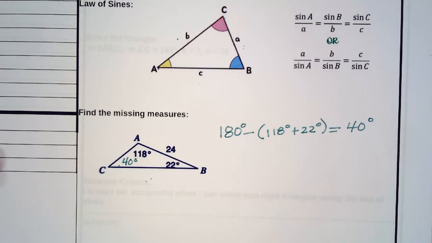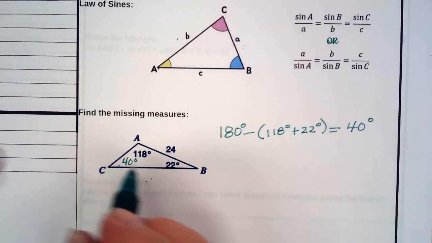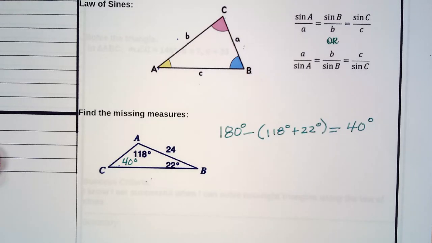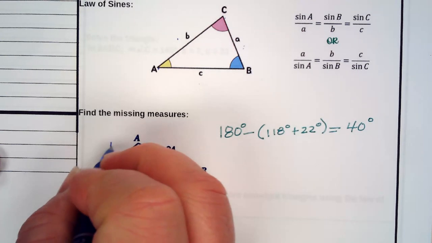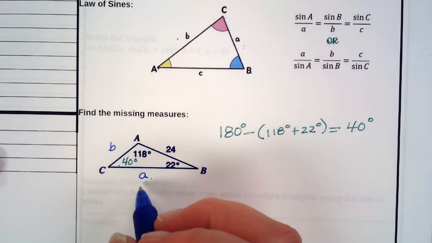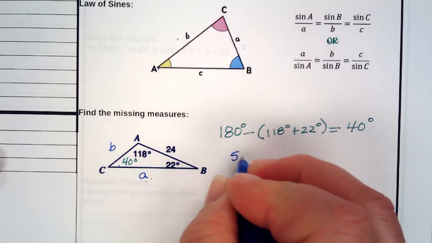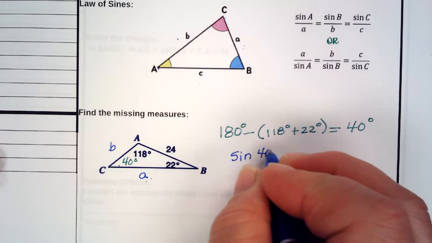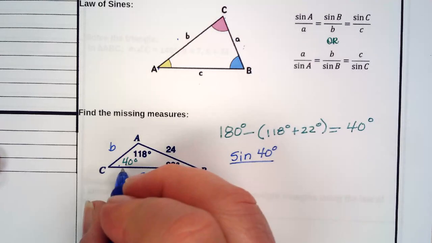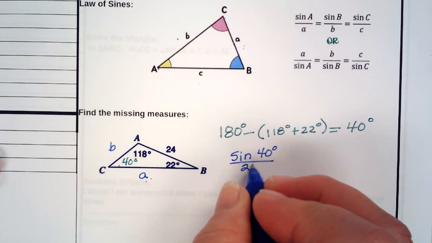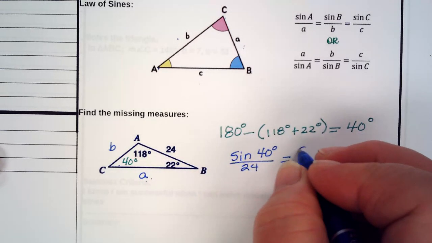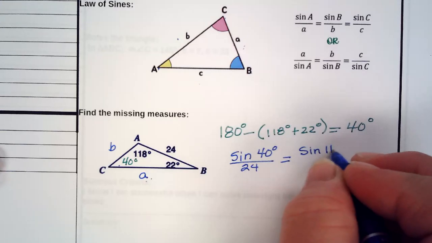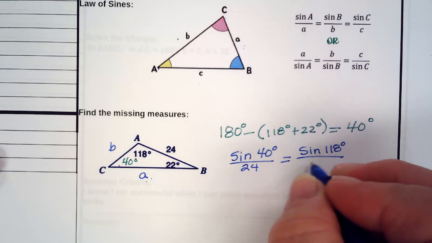Now, you're always going to use the matching pair you find. So I like to put the sine on top. This is side a and this is side b. I'm going to find side a first. So the sine of 40 degrees divided by the length of the opposite side, which is 24, is equal to, angle A is 118, the sine of 118 degrees divided by a.